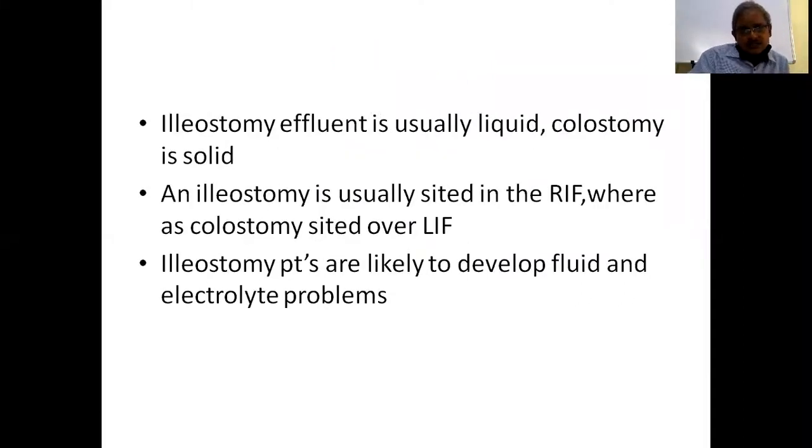So what is this ileostomy? Ileostomy effluent, obviously it is liquid, whereas colostomy is solid, because fecal matter gets solidified in the large bowel. And ileostomy is usually sited in the right iliac fossa, whereas colostomy is sited over the left iliac fossa. And the siting is very much important practically, because you have to identify the position of the stoma, creation of the stoma outside, because it should not cause any inconvenience to the patient.